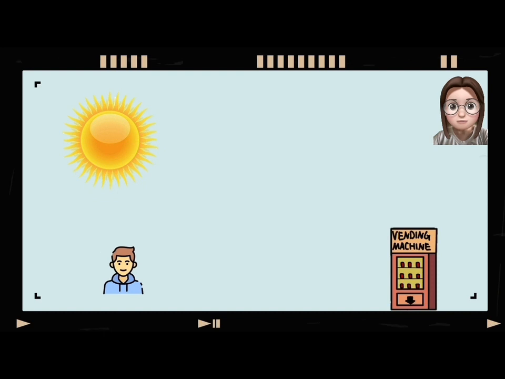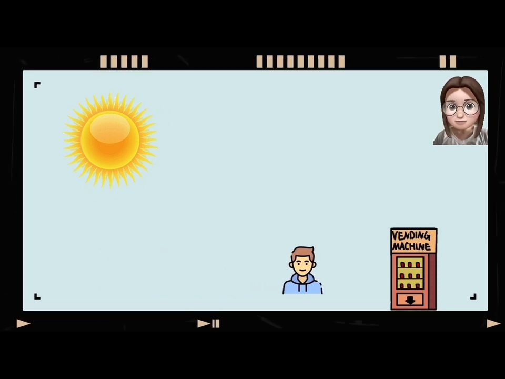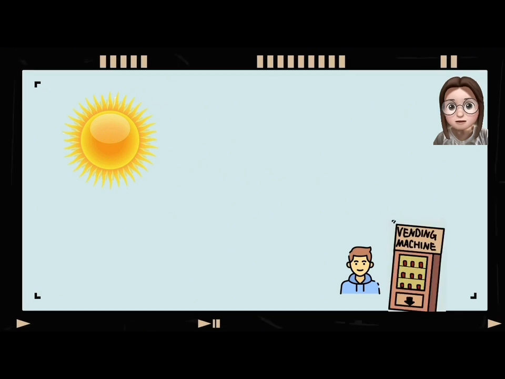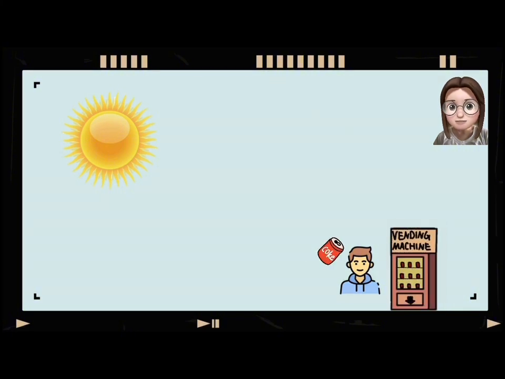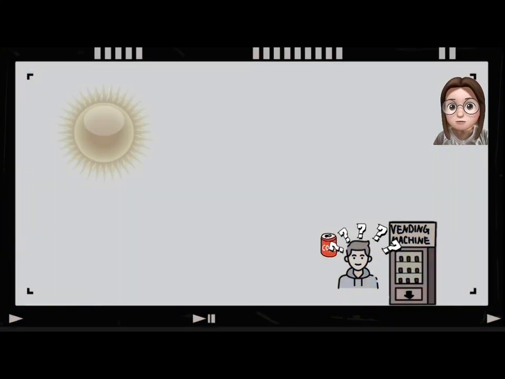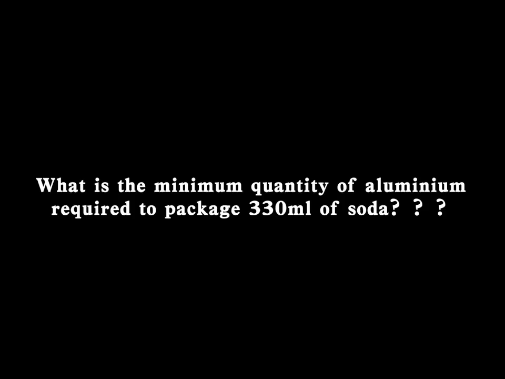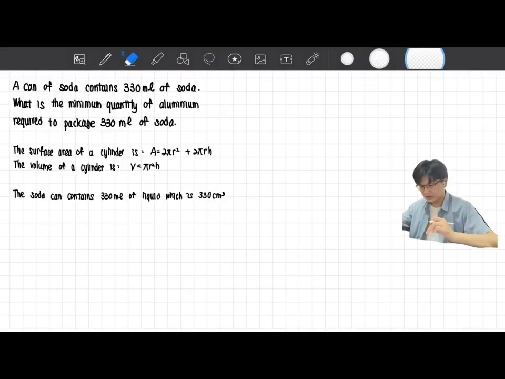After a while, the weather is getting hotter, and Eddie started to sweat. Then he found a vending machine with his favorite Coca-Cola inside. He immediately bought a can of Coca-Cola to drink, and the can contains 330 ml of Coca-Cola. He wondered, how big is an aluminum can? So the thing is, a can of soda contains 330 ml of soda. What is the minimum quantity of aluminum required to package 330 ml of soda?